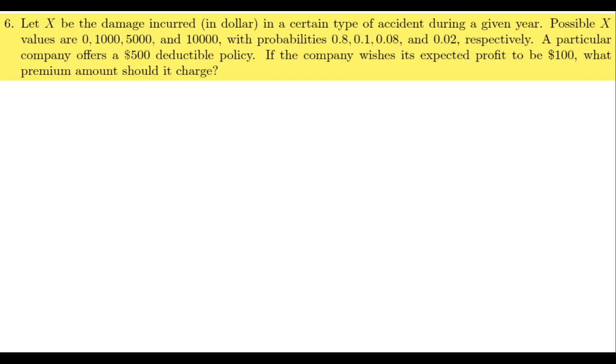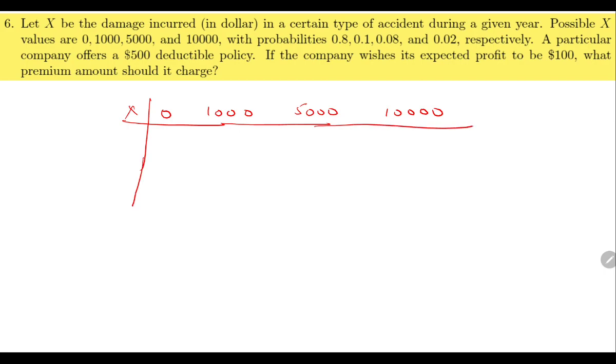The next question says that let x be the damage incurred in dollars in a certain type of accident. The possible values of x are 0, 1000, 5000 and 10,000, and probabilities are given. A particular company offers a $500 deductible policy. It means that if you claim for 1000, they will give you 1000 minus 500. So whatever you claim, they always deduct $500.